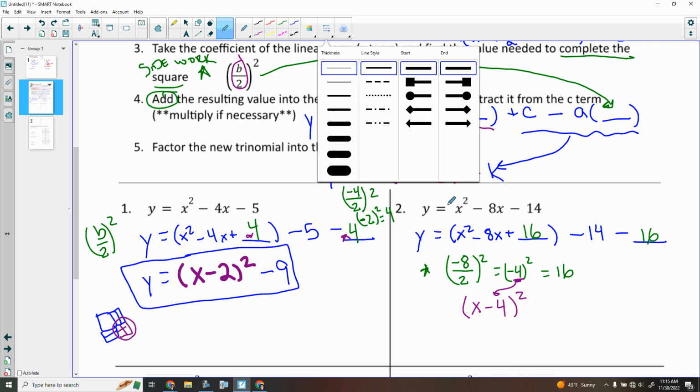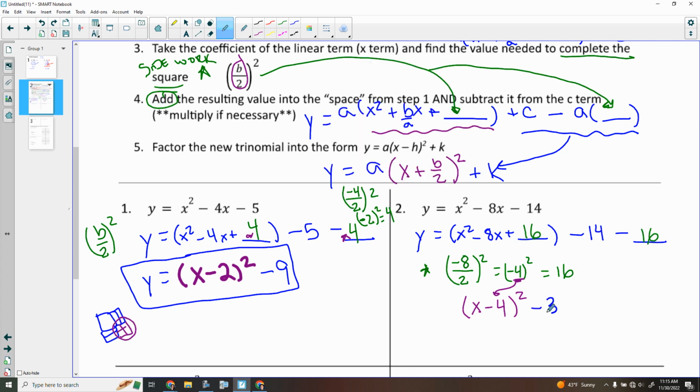So we have x minus 4, the quantity squared, and -14 minus 16 becomes -30. So y equals x squared minus 8x minus 14 in vertex form is y equals x minus 4 squared minus 30.